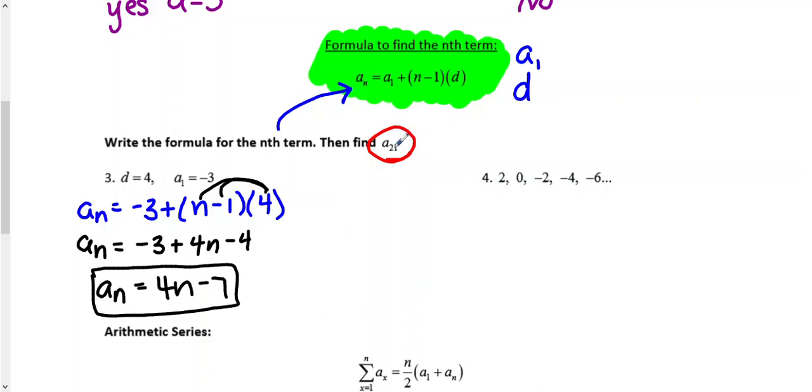Now I need to find A sub 21. So I'm going to take that 21 and plug it in for n. So A sub 21 equals 4 times 21 minus 7. Again, we can put that in our calculator, and we should get A sub 21 to equal 77.